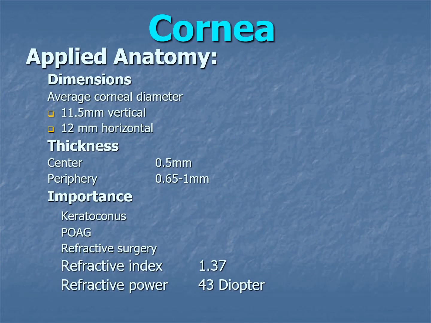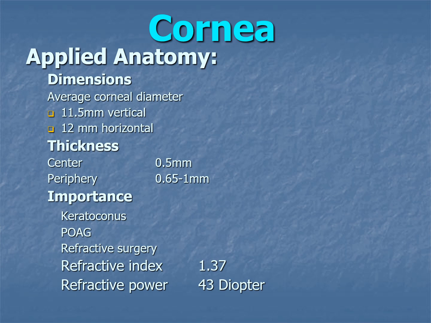So now we will discuss the clinical anatomy of the cornea. The normal average corneal diameter is 11.5 millimeter vertically and 12 millimeter horizontally. But posteriorly the cornea is 12 millimeter in both horizontal and vertical dimensions. Corneal thickness in the center is about 0.5 millimeter, that is 500 micrometer, and at the periphery it is 0.65 to 1 millimeter. Usually the average is about 0.69 millimeter at the limbus.